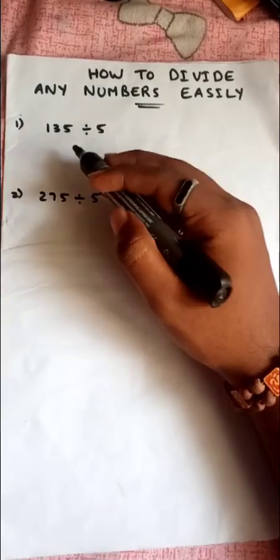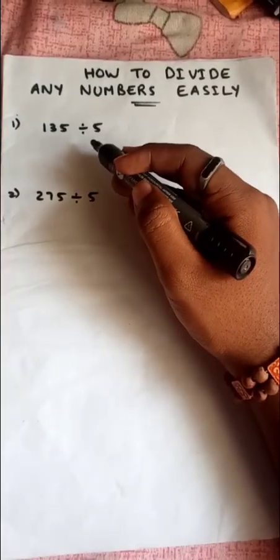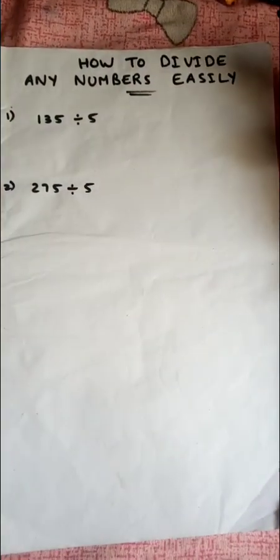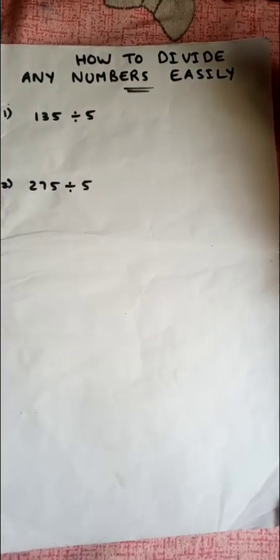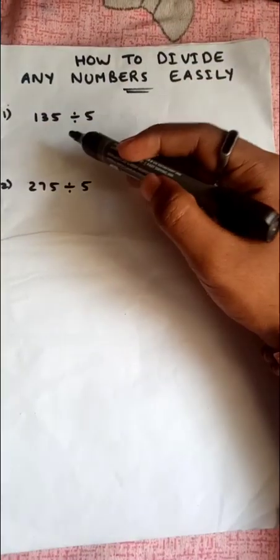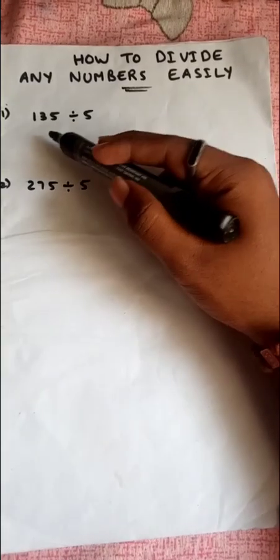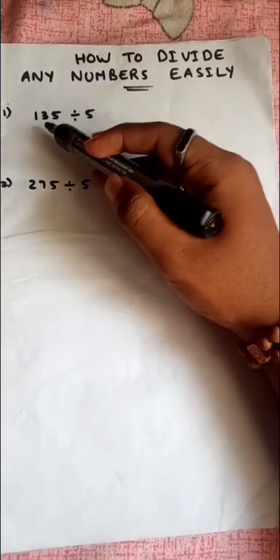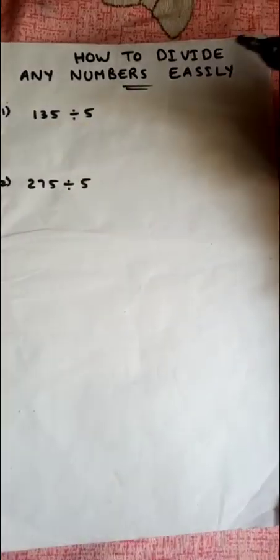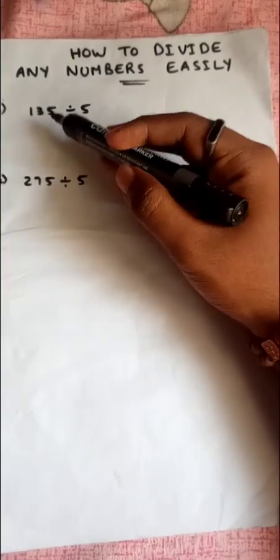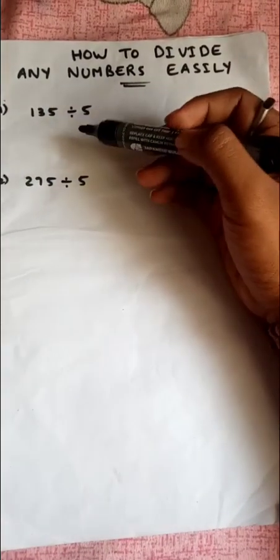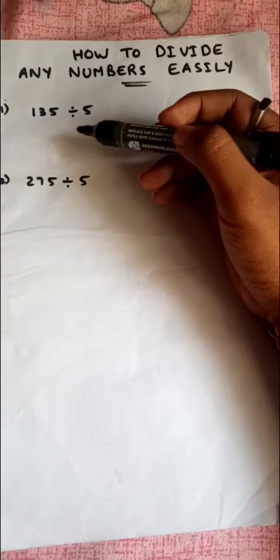So we want to divide 135 by 5. We do not want to actually divide these numbers. There is a simple way to do this question without even dividing. First of all, when we look at these numbers, we want to understand that if both numbers are multiplied by the same number and then divided, the answer that we will get will be the same.